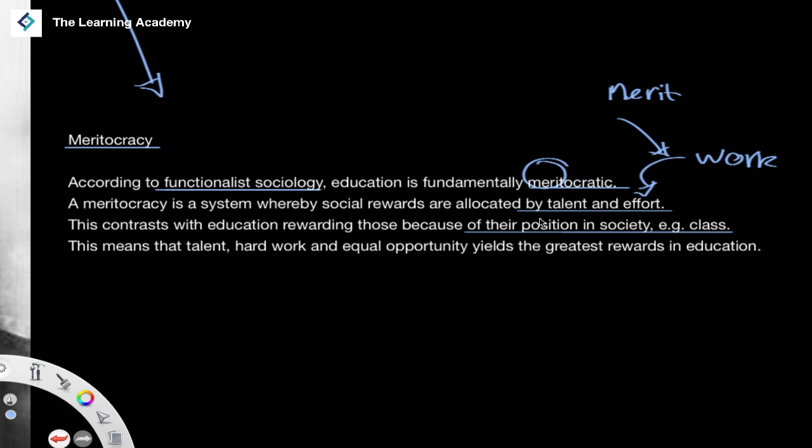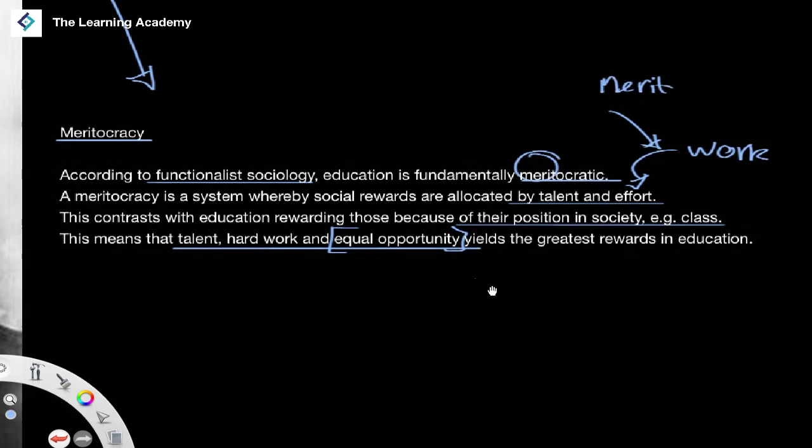In these kinds of systems, where people in upper classes, for example, get the better rewards whereas people in lower classes do not, or even vice versa, we would say that there is no meritocracy. And it is important that I said "or vice versa", because if we were to allocate the top grades to people from lower working class backgrounds rather than from middle and upper class backgrounds, that would still not be meritocratic, even though conventional wisdom tends to flip that on its head. It means that talent, hard work, and equal opportunity yield the greatest rewards in education.